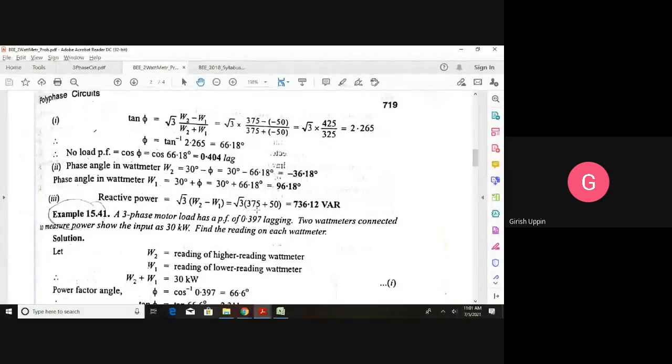W2 is given as 375, and the W1 reading is minus 50. So minus of minus becomes plus. 375 plus 50, we get the reactive power as 736.12 VAR. This is the unit for reactive power, volt ampere reactive.